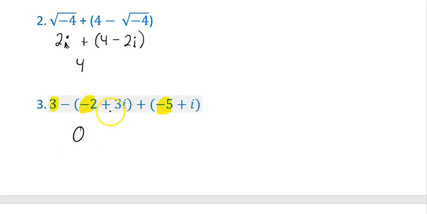Now I can combine the i's, and there was no i out here, so I just move on to this next part. 3i plus i would be 4i. So 0 plus 4i is what I get from this, and I could just write that as 4i.